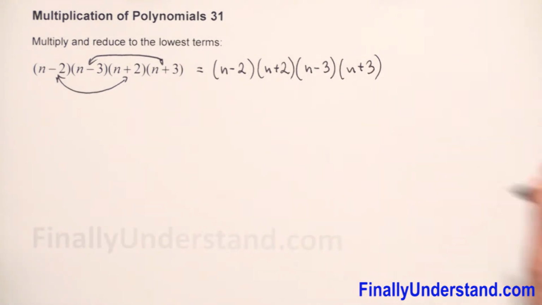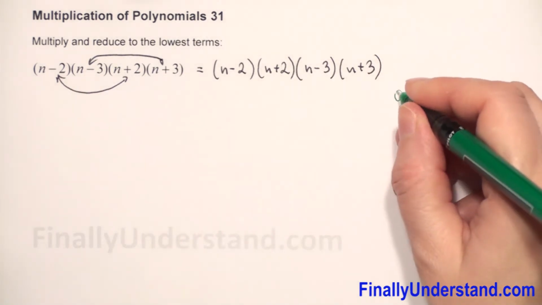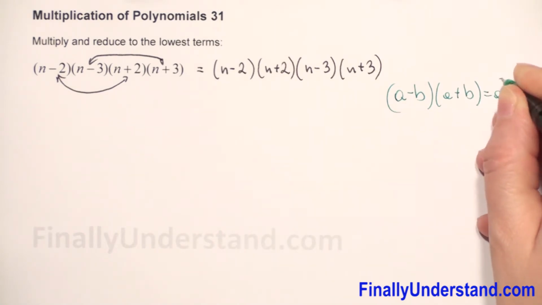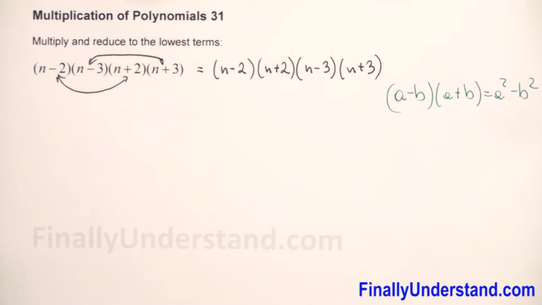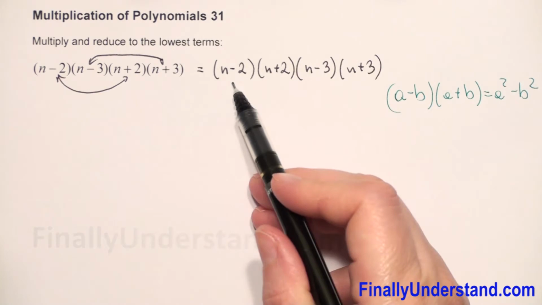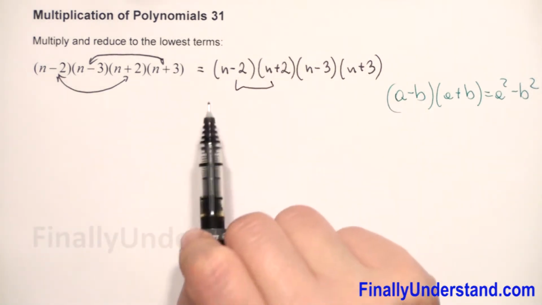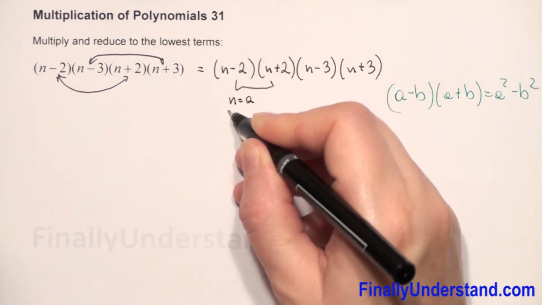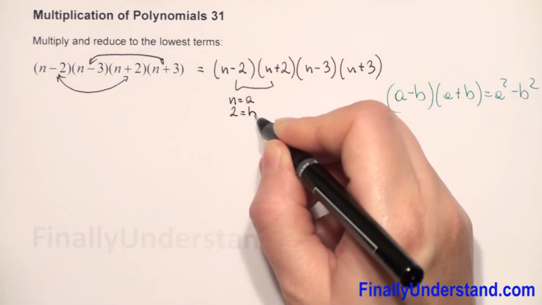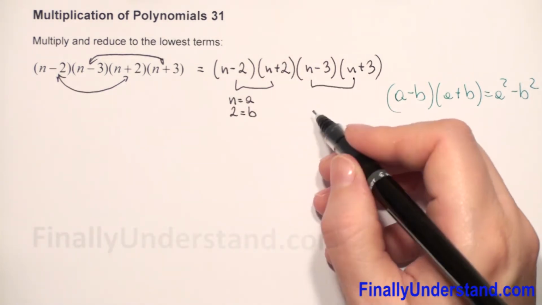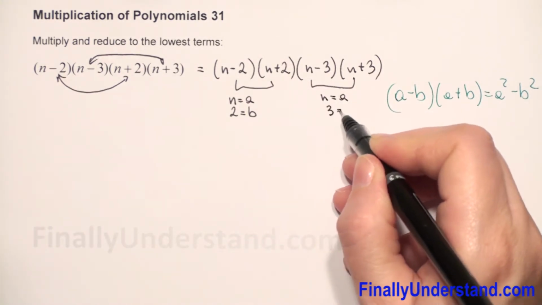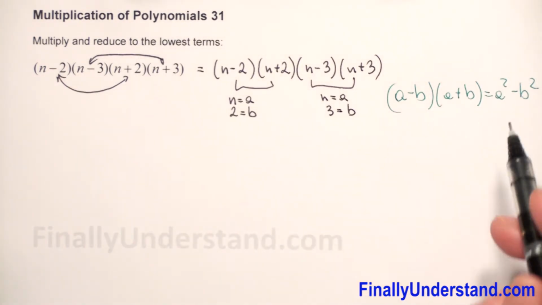So we can use the formula: a minus b times a plus b is equal to a squared minus b squared. This is the difference of two perfect squares. In our example, for the first two parentheses, a is equal to n and b is equal to 2. And for the last two parentheses, a is again n, but b is now 3. So we just have to use this formula.